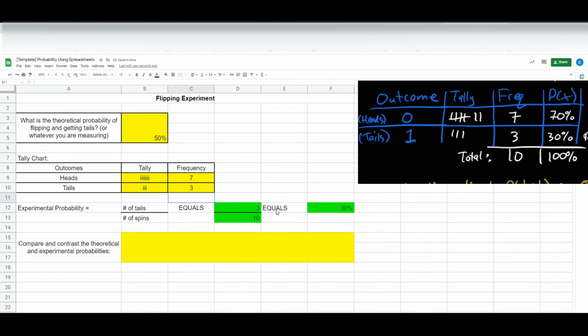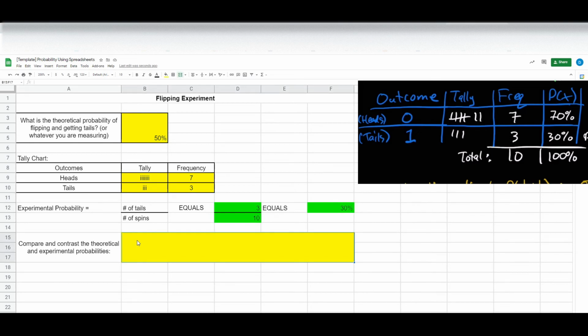And then I have a formula set up here to automatically calculate this. So experimental probability is number of tails over number of spins. I have this set up to grab my top number, which is my number of tails, and my bottom number, which was my total number of trials. So 7 plus 3 is 10. And then it finds the probability for me, which is 30%.